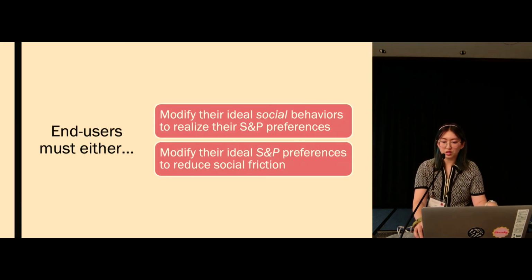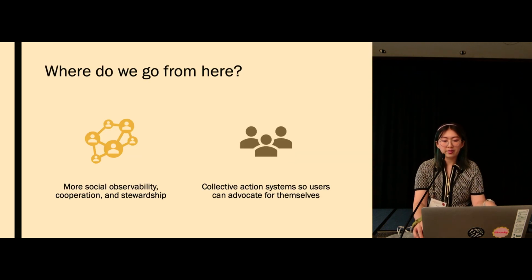So to summarize, across the majority of social cybersecurity work, there has been extensive evidence that users must either modify their ideal social behaviors to realize their SMP preferences, or modify their ideal SMP preferences to reduce social friction. So where do we go from here? There's been a lot of work that identifies the social inadequacies of SMP systems. So in that sense, we see a need to design systems with more social observability, cooperation, and stewardship.